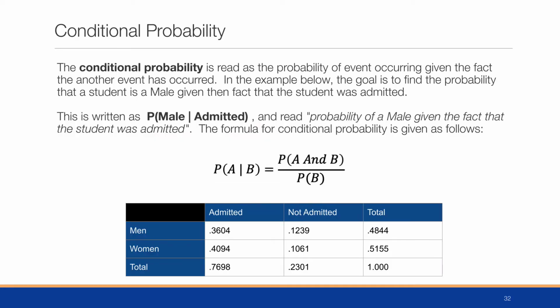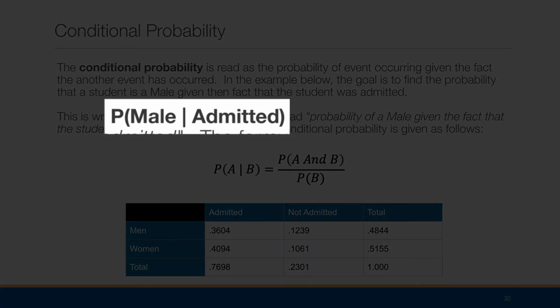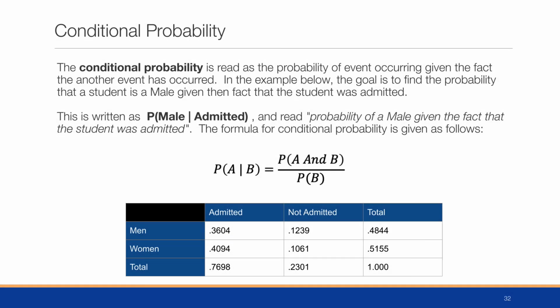Now, the conditional probability is read as the probability of the event occurring given the fact that the other event has already occurred. In the example below, the goal is to find the probability that a student is male given the fact that the student was admitted. This is written as the probability of male, a vertical bar, and admitted, and we read this as the probability of male given the fact that the student was admitted. And the formula is actually pretty simple. It is the probability of A and B over the probability of B.